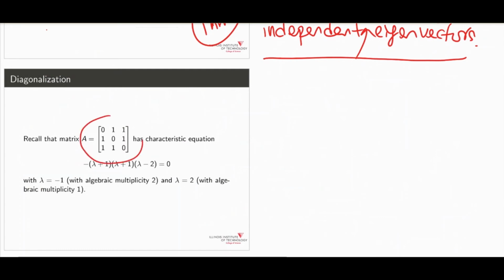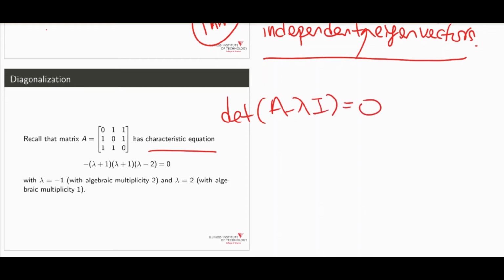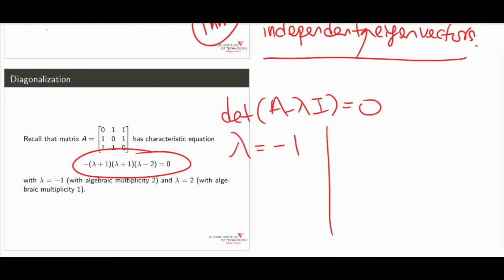So let's say you have a matrix A. If you compute the characteristic equation for this particular matrix, that is to compute the determinant of A minus lambda I and set it equal to 0. Suppose you have this as the characteristic equation. Now we know lambda equals -1 is an eigenvalue. Lambda equals -1 is again another eigenvalue.